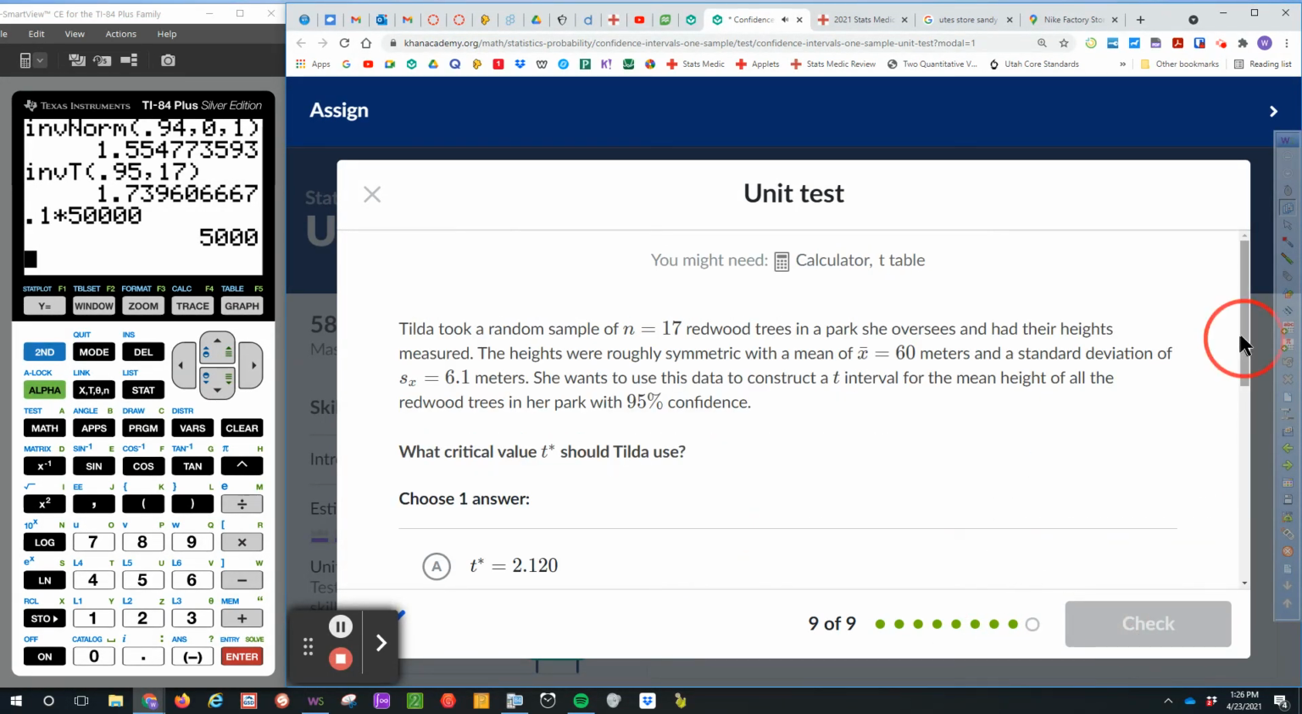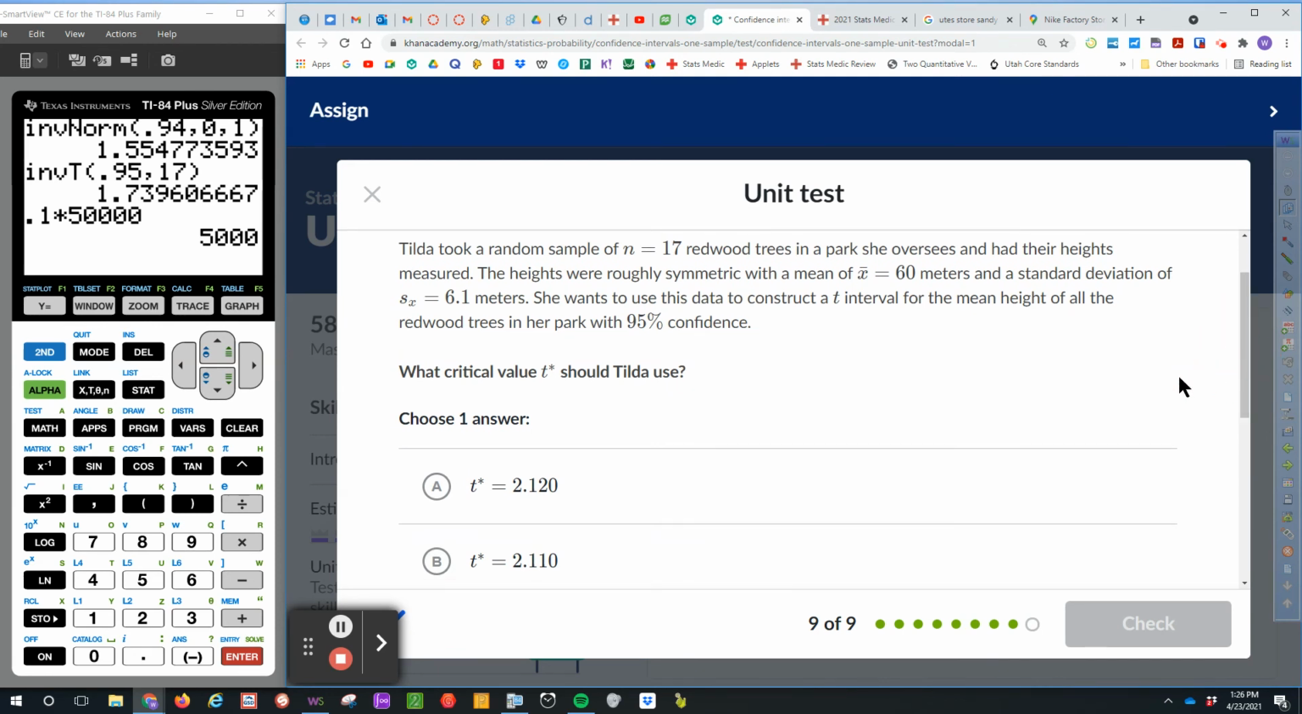So last question, I believe. Tilda took a random sample of n equals 17 redwood trees in a park she oversees and had their heights measured. The heights were roughly symmetric with a mean of x bar equals 60 meters and a standard deviation of 6.1. She wants to use this data to construct a t interval for the mean height of all the redwood trees in the park with 95% confidence. They ask you what is the critical value T star Tilda should use.